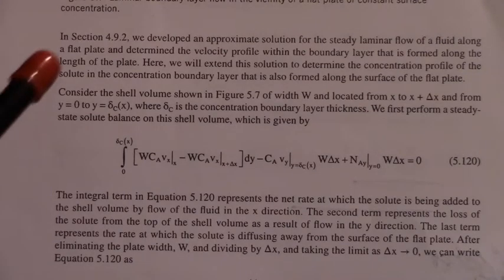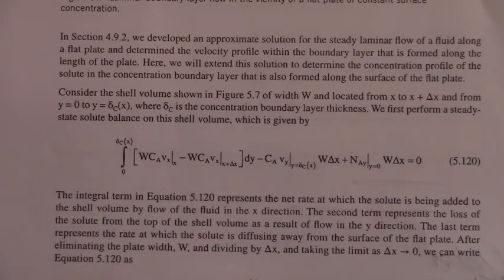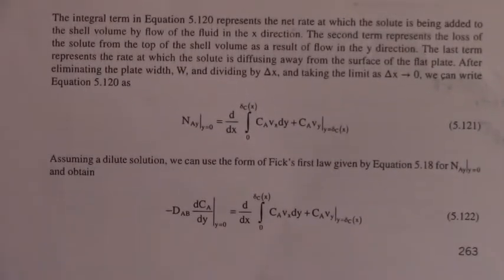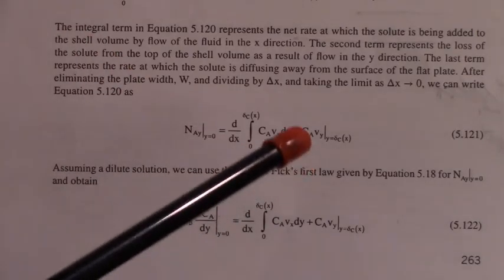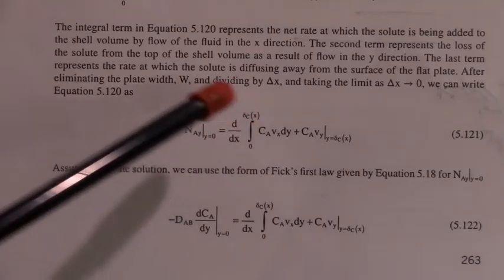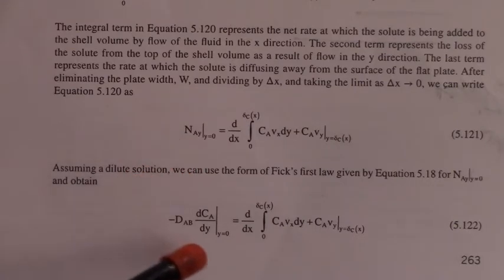So what we can do is rearrange this equation and solve for the flux at the surface of the plate, and that's given by equation 5.121. So we end up with this equation, and then we use Fick's first law to write the flux of the solute in terms of the concentration gradient and the diffusivity. So that's how we get to equation 5.122.